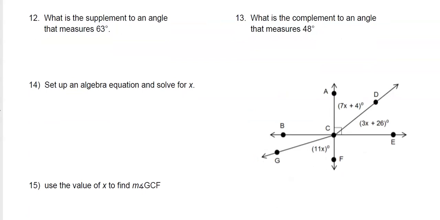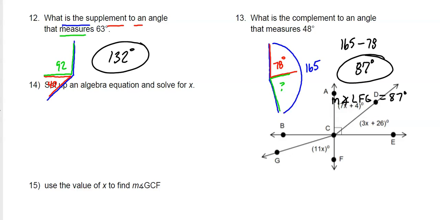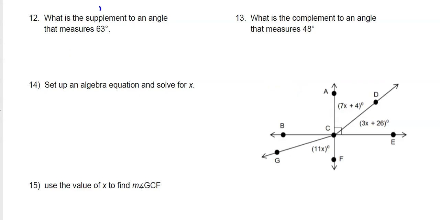Next page. What is the supplement to an angle that measures 63? Well, two angles are supplements if they add up to 180. So basically, 63 plus what is 180? Subtract 63 from 180, you'll get 117.